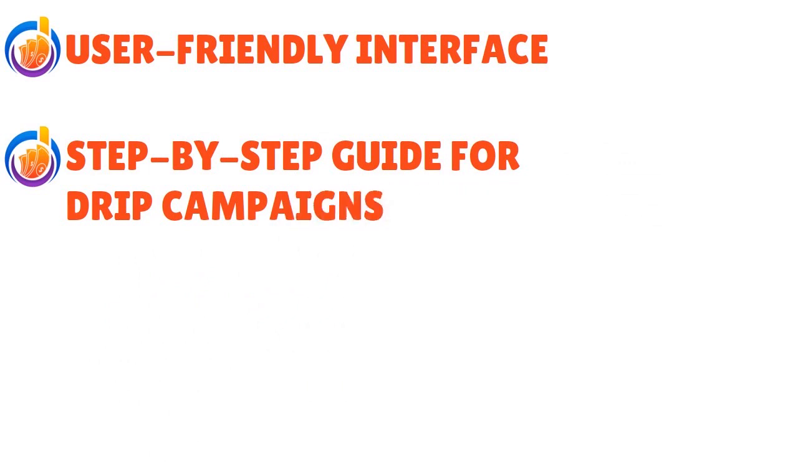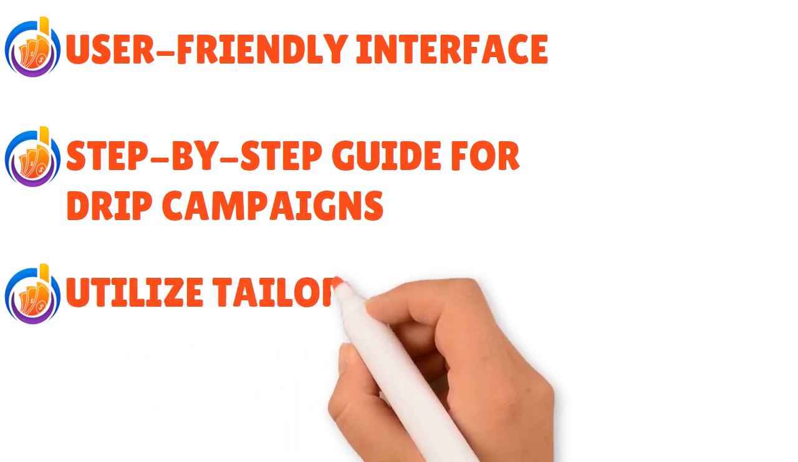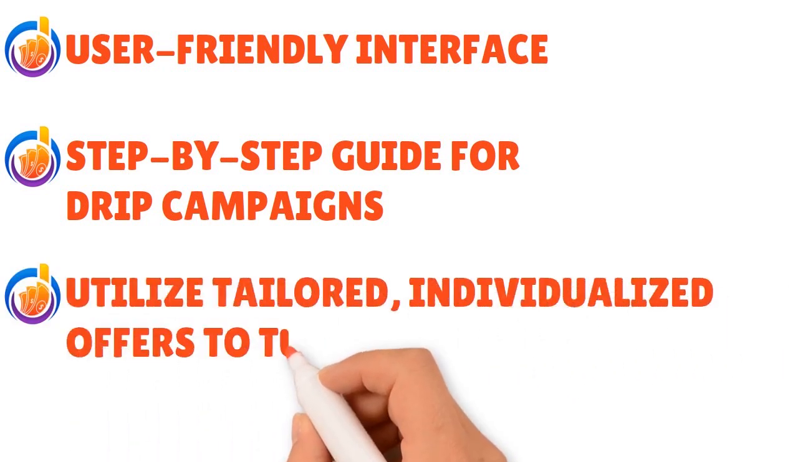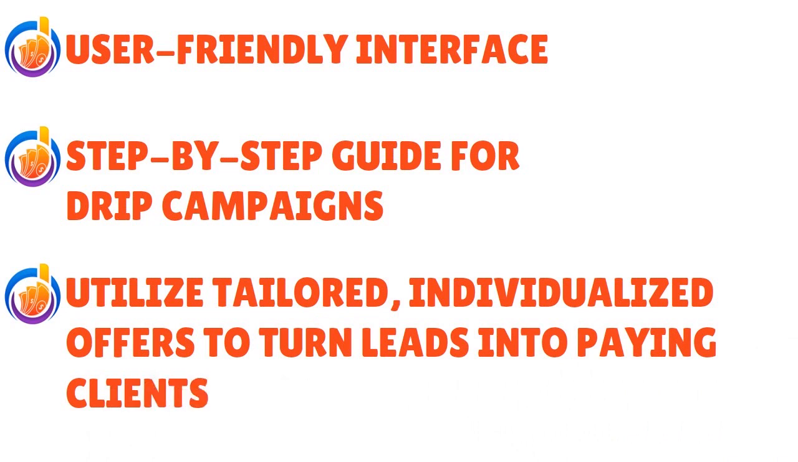And you also have an AI email writing assistant. That's pretty good in terms of capabilities. So you can make your email campaigns specific to your company's needs. That really helps in terms of branding, in terms of bespoke content generation, if you will. And you can utilize tailored, individualized offers to turn leads into paying clients. That's another element that you should be thinking about.